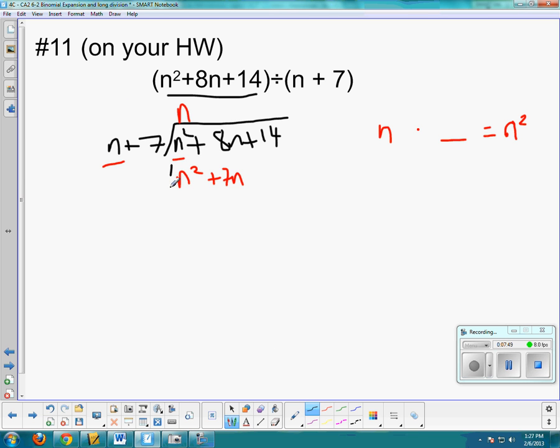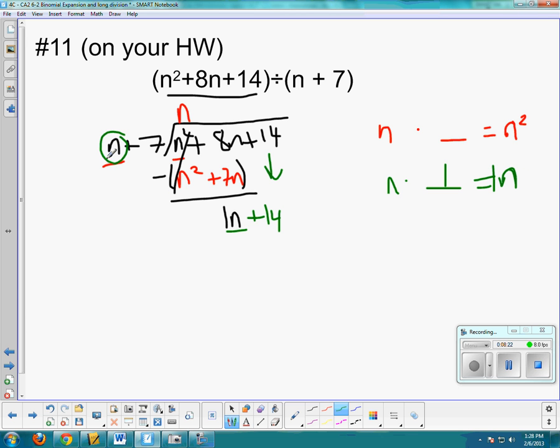So now I'm going to go ahead and take this, and I'm going to subtract it. n squared minus n squared goes away. 8n minus 7n is 1n. All right, so the next question says, what can I take my n and multiply it by so it becomes 1n? Oh, I'm sorry, I forgot about this. I forgot my plus 14. Let me bring that down. So n times something gives me n, 1n. So hopefully you know the answer is 1, n times 1, so positive 1.